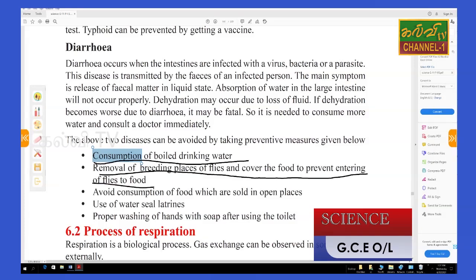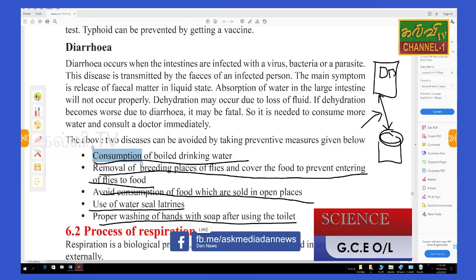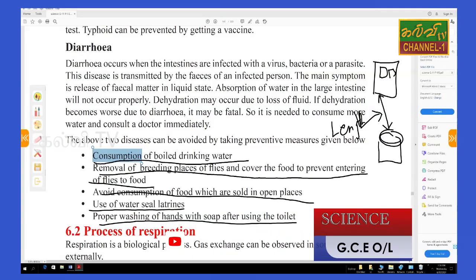So we should keep hygienic conditions to avoid bacterial contamination, avoid consuming food sold in open places under unhygienic conditions, use a water seal latrine, and wash hands properly with soap. Sometimes, if the distance between the toilet and the well does not have sufficient length, what happens? It can contaminate the water.